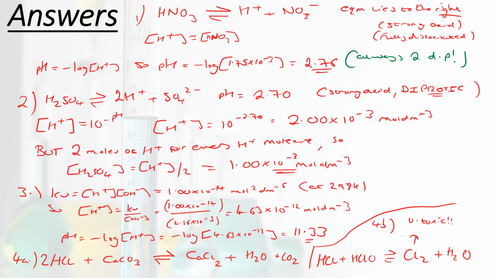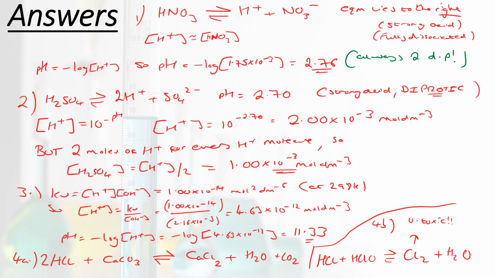The second question asked us to find the hydrogen ion concentration for a sulfuric acid solution that has a pH of 2.7. So this essentially is the reverse of the question we've just done above. The important thing to note here is that sulfuric acid is a strong acid. The dissociation of H2SO4 into 2H+ and SO4 2- lies completely to the right. But sulfuric acid is a diprotic acid. That means that it releases 2 H+ ions per mole of H2SO4.